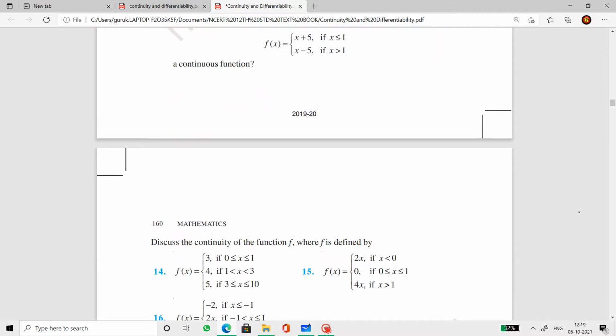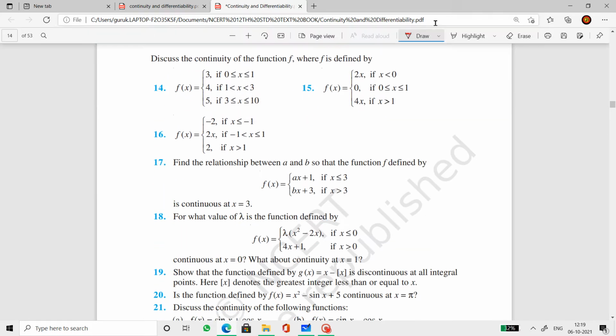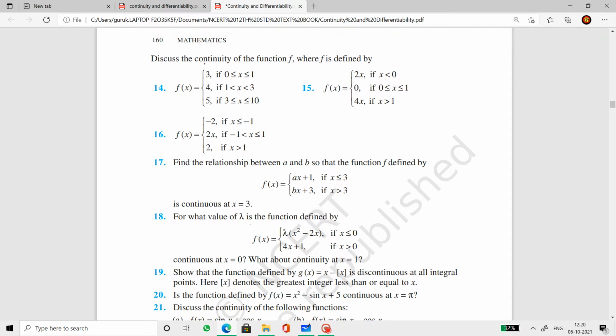Now, discuss the continuity of the following function where f is defined as so and so. They haven't told us for what value we are supposed to find, but they want us to discuss for all points. So let us first discuss with the points that have been given in the question. Between 0 and 1, including 0 and 1, your function is 3. Between 1 and 3, that means all numbers between 1 and 3, not 1 or 3, it's 4. And for 3 to 10 it is 5.